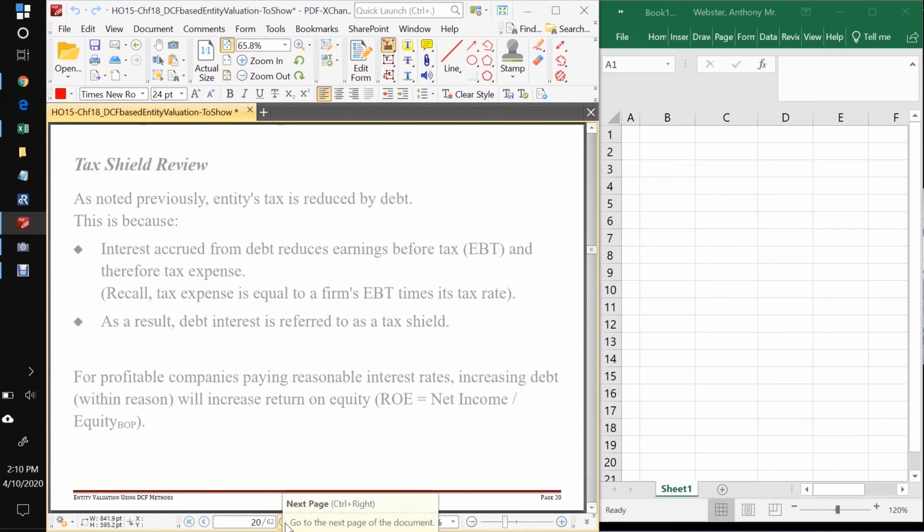All right, a little review on the tax shield here. It's in gray. You don't have to worry about it.